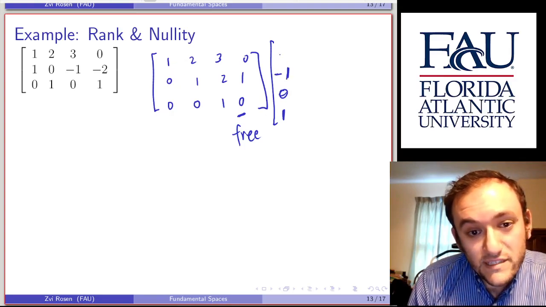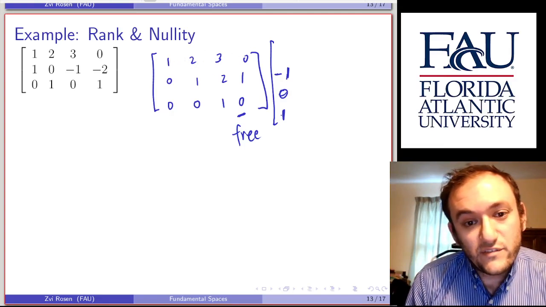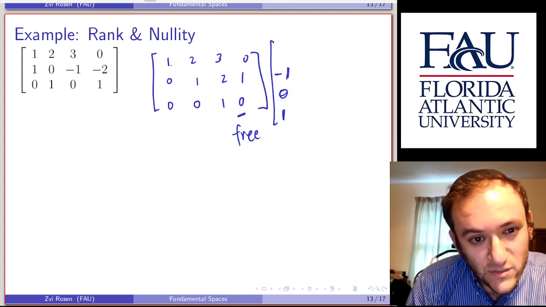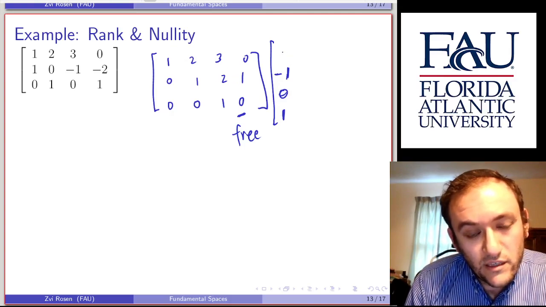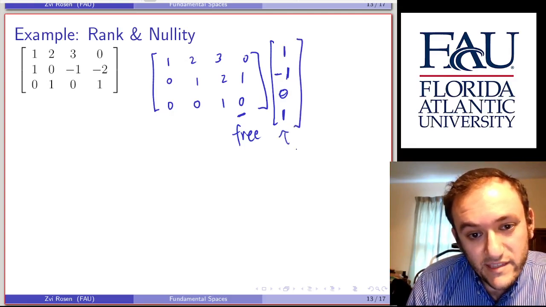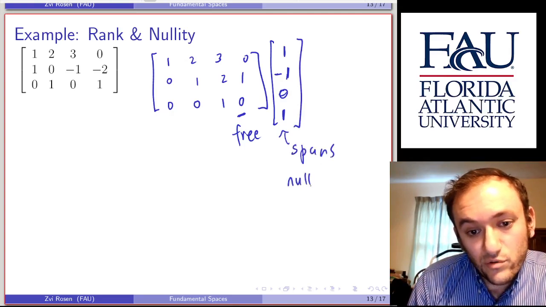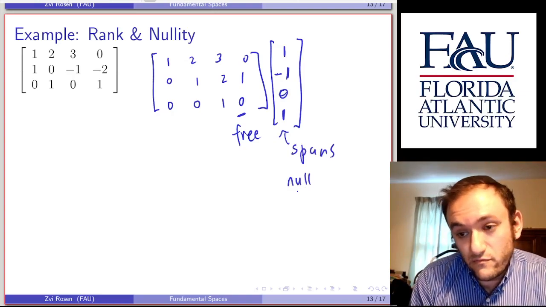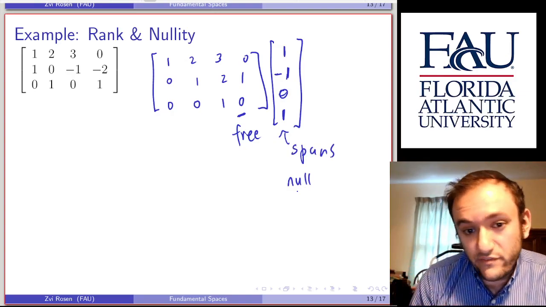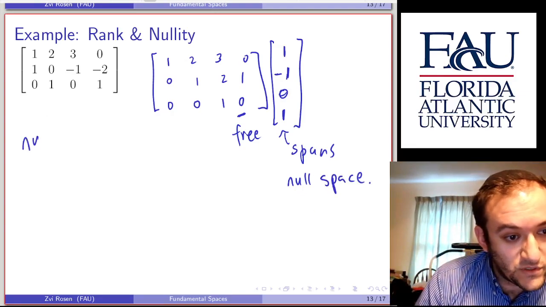And from the first row, if we've set x2, x3, and x4 to minus 1, 0, and 1, what we're left with is x1 minus 1 equals 0, and so x1 will be 1. So this spans the null space, because the only coordinate where we had a choice was the free variable. So the nullity equals 1.